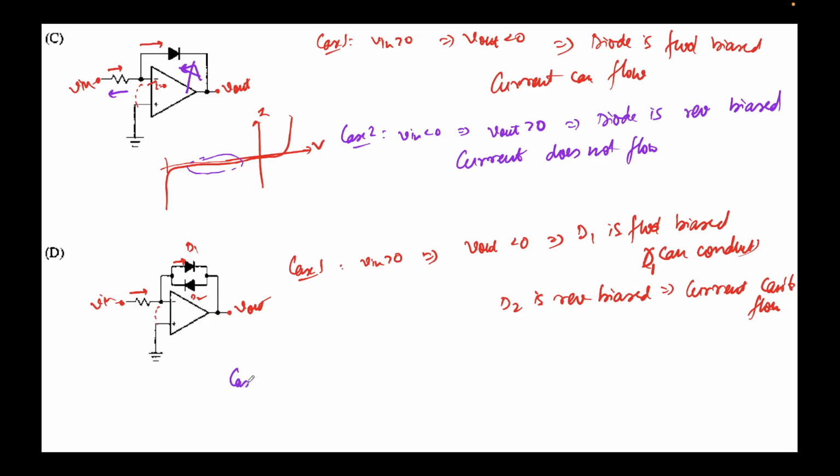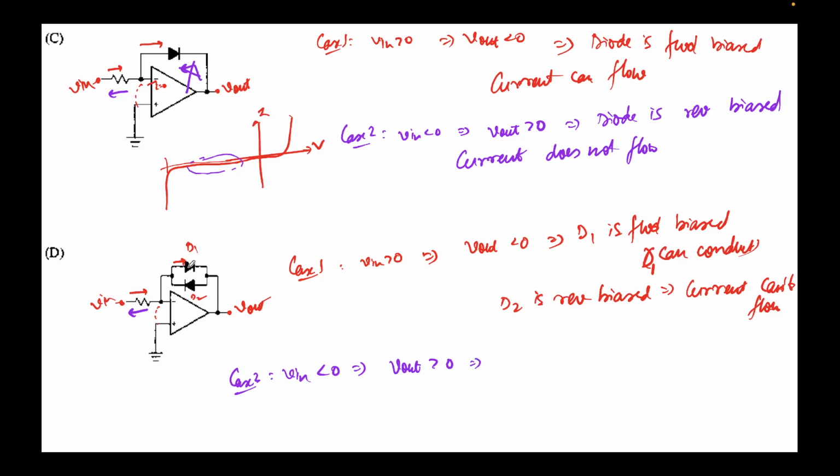Let's check the case when V in is less than 0. Since V in is less than 0, due to the inverting nature, V out will be greater than 0. The current will be flowing, by the way, in this direction, because by Ohm's law, 0 and this is negative voltage, so current will be flowing this direction in the resistor. Now let's see which one of these diodes is conducting. Let's evaluate D1 first.